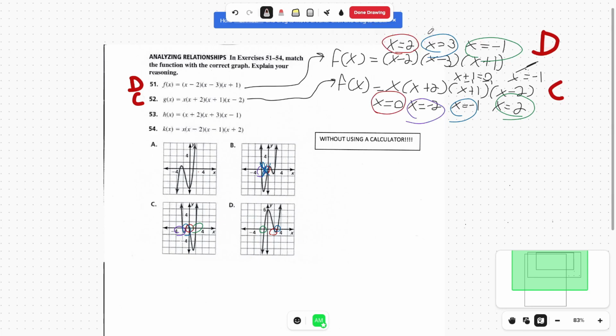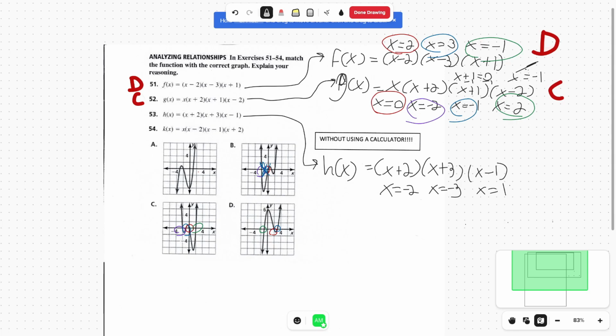So let's move these elsewhere. Start doing them down here. H of x equals x plus 2, x plus 3, x minus 1. So once again, same old routine, x equals negative 2. Just move them all to the other side of the imaginary equation sign.